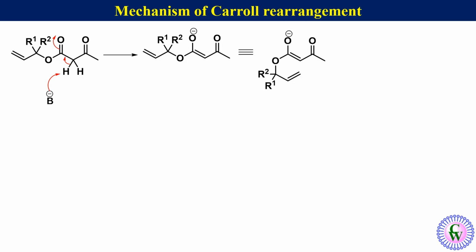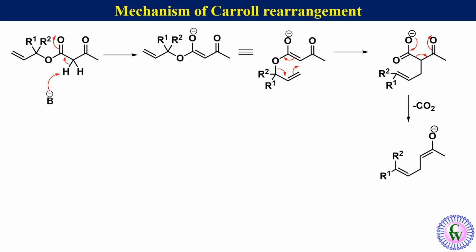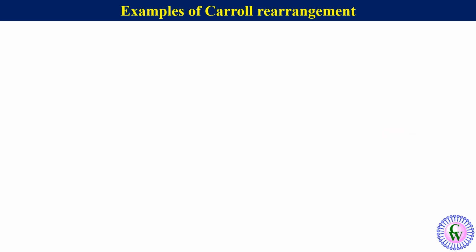For better understanding, let's draw the enolate like this. Here we can see that it will undergo 3,3 sigmatropic shift to produce gamma delta unsaturated beta-keto carboxylate. Under heating, it immediately removes carbon dioxide to produce unsaturated enolate. Under acidic condition, the enolate takes proton to produce gamma delta unsaturated ketone.